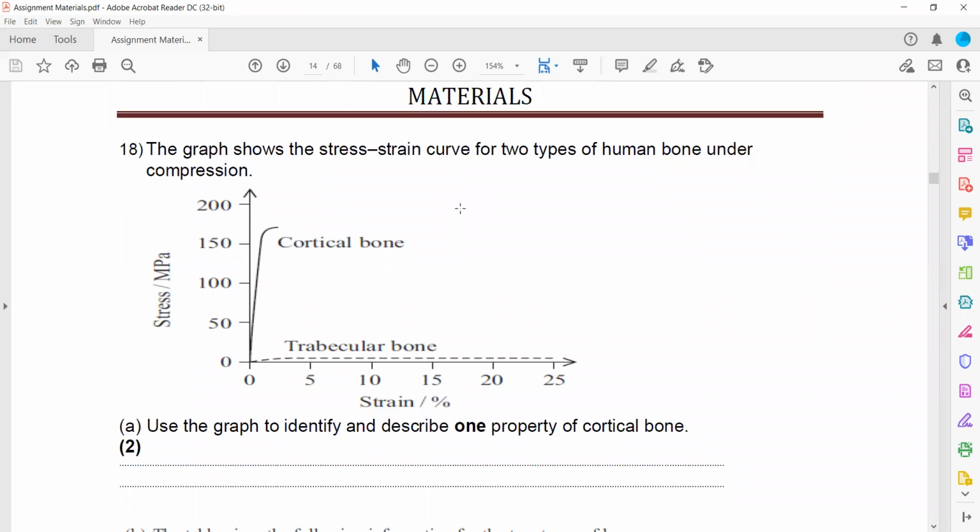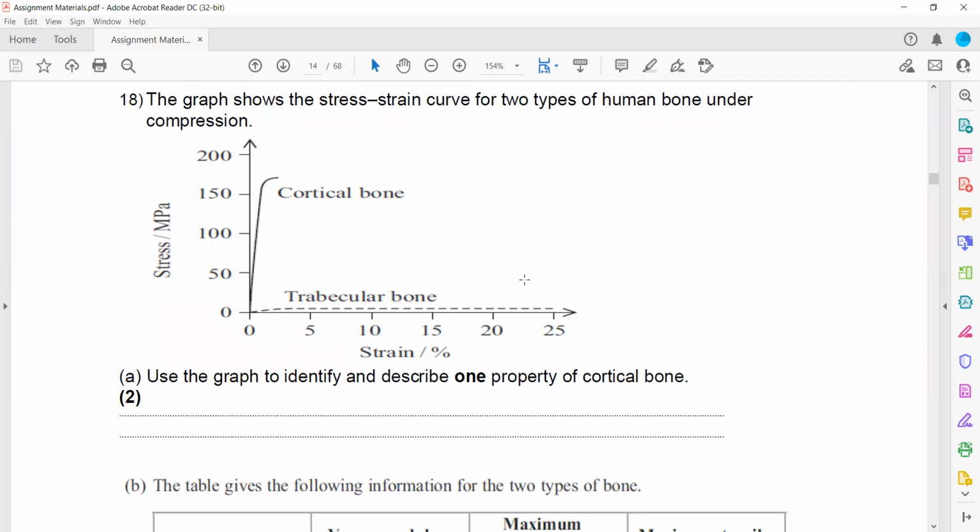The graph shows a stress and strain curve for two types of human bone under compression. So the bones are under compression, and this is the graph which we obtain for the two types of bone. One is cortical bone and another one is trabecular bone. Use the graph to identify and describe one property of cortical bone.